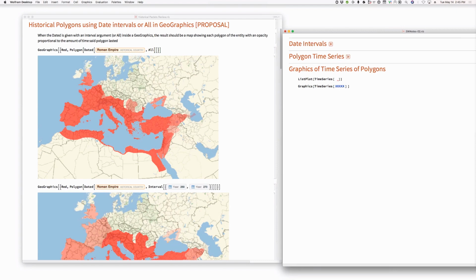It's difficult to represent the flow of time, to know what came first. It's very difficult. But what I'm saying is, in addition to geographics, don't we want to have this capability, that is a time series of polygons, or a time series of graphics objects, or more generally, a time series of graphics objects.